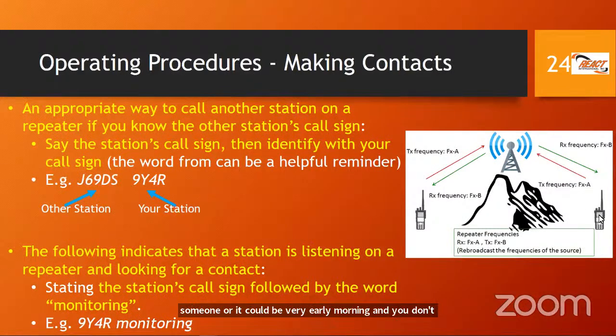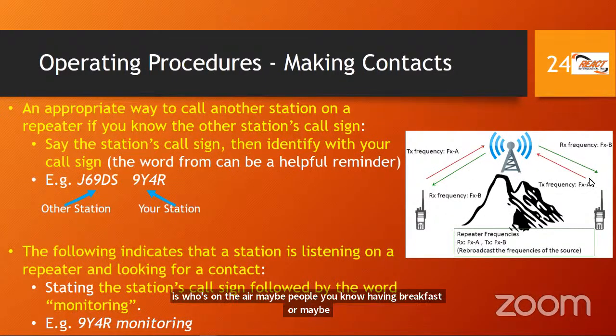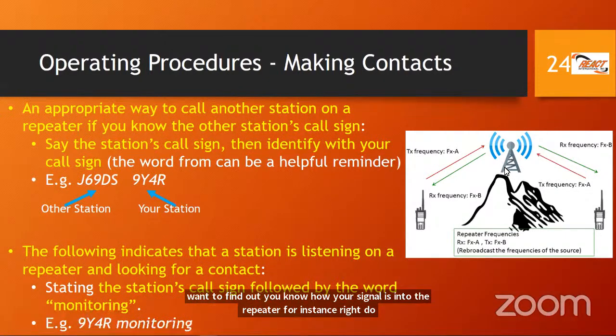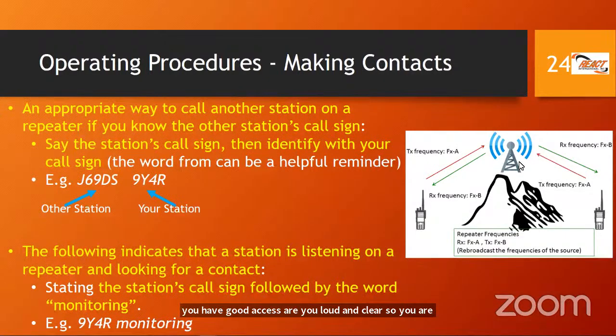Maybe people are having breakfast, or maybe they're not at home, or they're busy or at work, and you don't know who is on the air, and you want to call someone, you want to talk with someone, or maybe you want to find out how your signal is into the repeater, for instance, right? Do you have good access? Are you loud and clear? So you are looking for contact. How do you do that? You do not know the call sign of any other station that's listening.